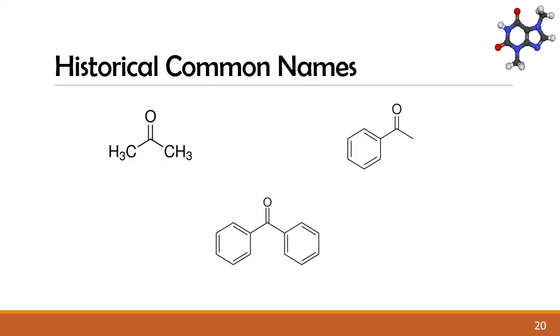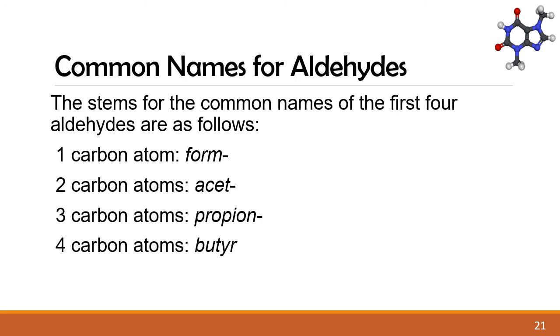Here are examples of ketones that are more widely known by their historical common names. We have acetone, acetophenone, and benzophenone. For aldehydes, the stems for the common names of the first four aldehydes are as follows. A 1-carbon atom aldehyde uses the prefix form. A 2-carbon aldehyde uses acet. A 3-carbon aldehyde uses propion. And a 4-carbon aldehyde uses butyr.